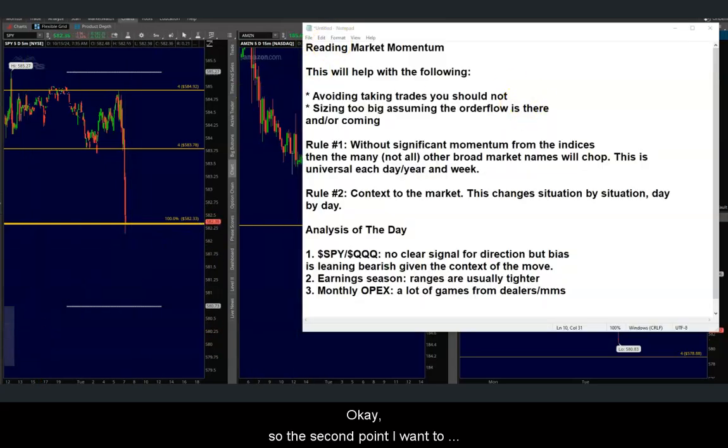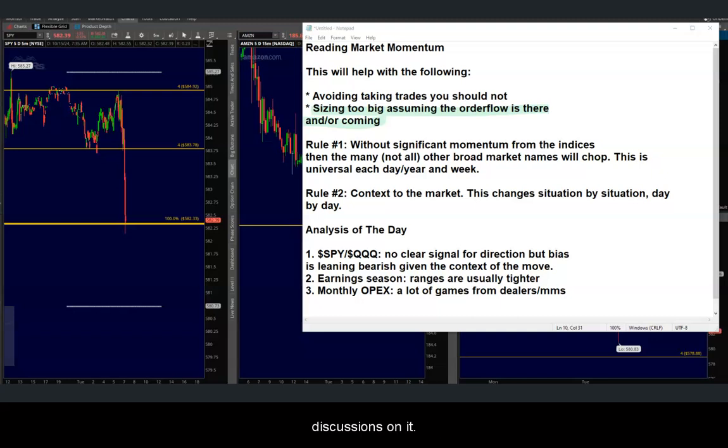Okay, so the second point I want to go through is reading market momentum. How does it help me to size a position, rather than assuming that the order flow is going to be there, or magically shows up? If there's one thing I've seen, to be candid with you guys, that plagues a lot of traders, it's the topic of risk management. And the topic of risk management is so many layers deep.